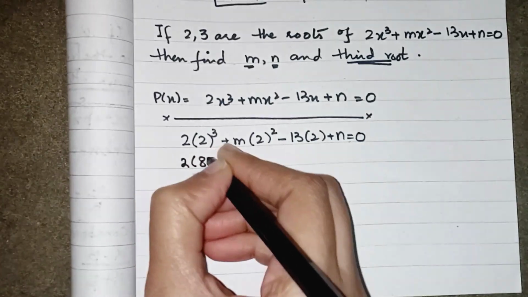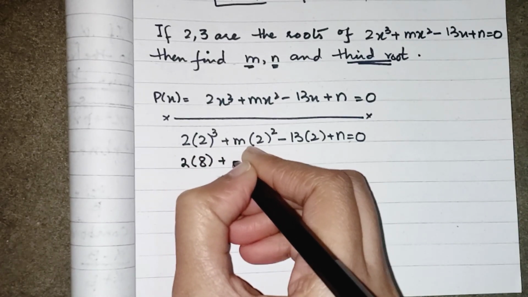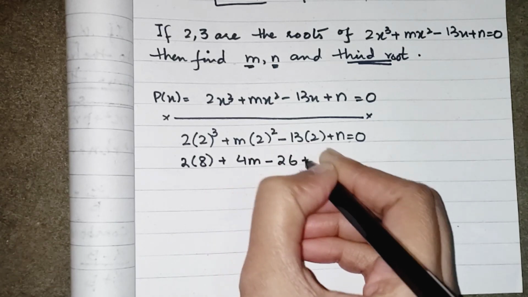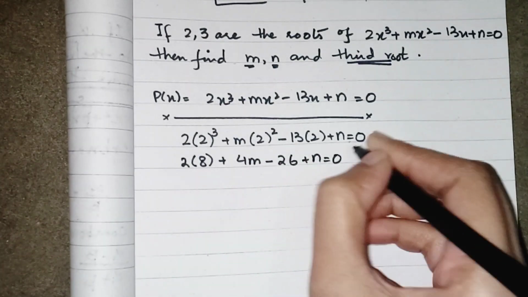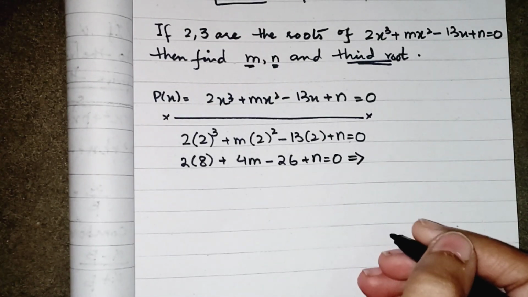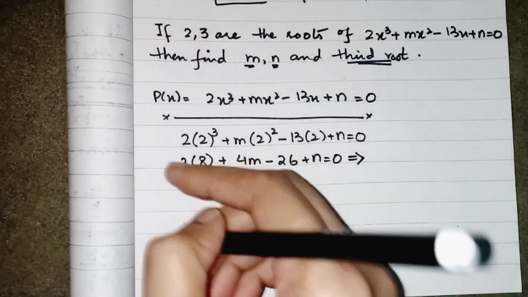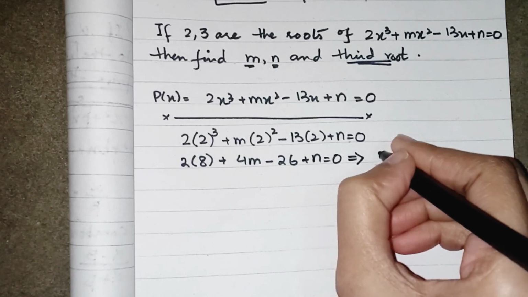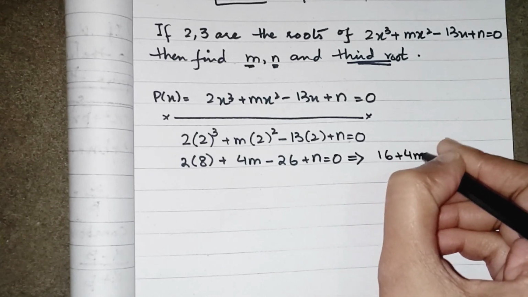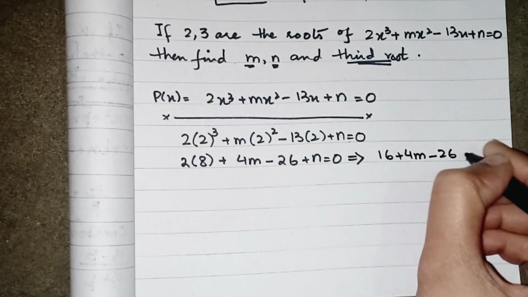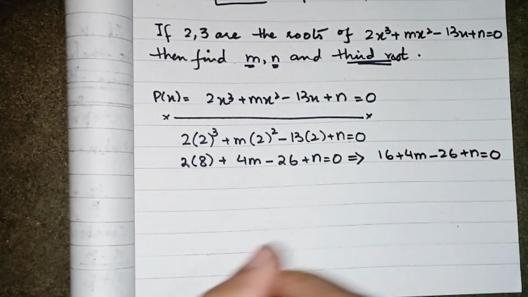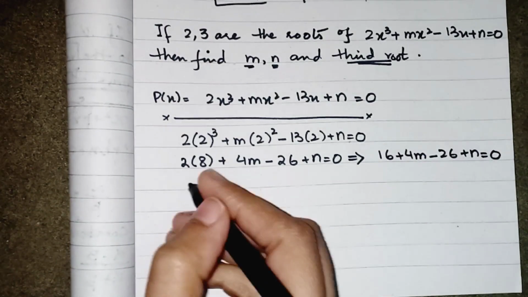2 to the power 3 means 8, plus 4m minus 26 plus n equals 0, which will be equivalent to 16 plus 4m minus 26 plus n equals 0. Now from that we can find the answer.